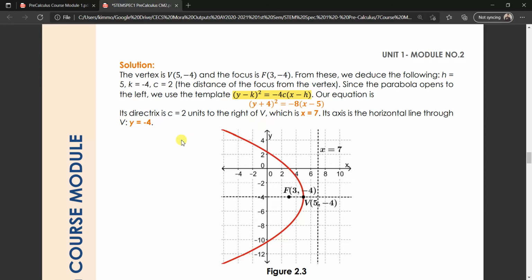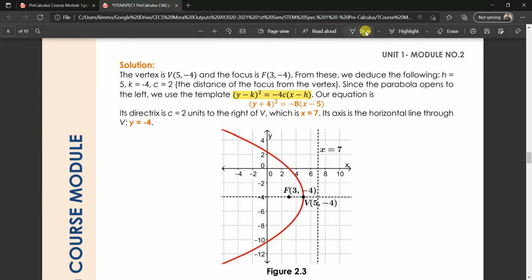Since we are given the vertex in the graph, our vertex is located at positive 5 for x and negative 4 for y. So that means our h coordinate is equal to 5 and our k is equal to negative 4. Two down, we know h and k. Lastly, what we need to find is our c. So what is the value of our c?